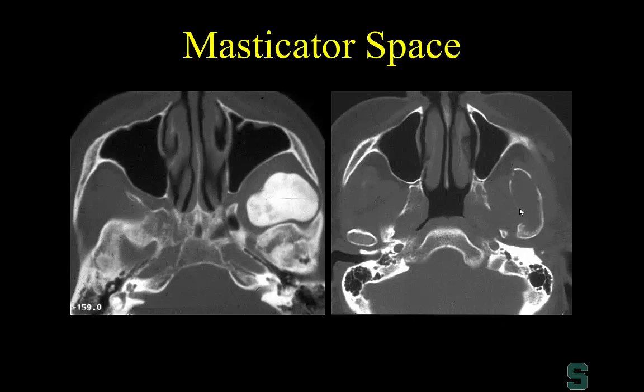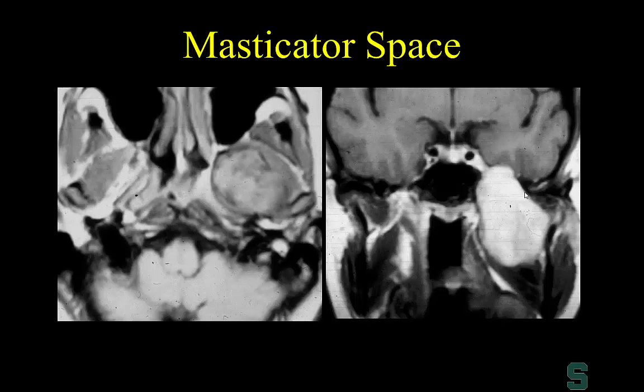Ameloblastoma, exactly right. Those are some of those crazy jaw lesions. But again, in a way, the pathology is not important in this talk. The main thing is to properly identify that the pathology that we're seeing is in the masticator space, and then we can come up with an appropriate differential diagnosis.